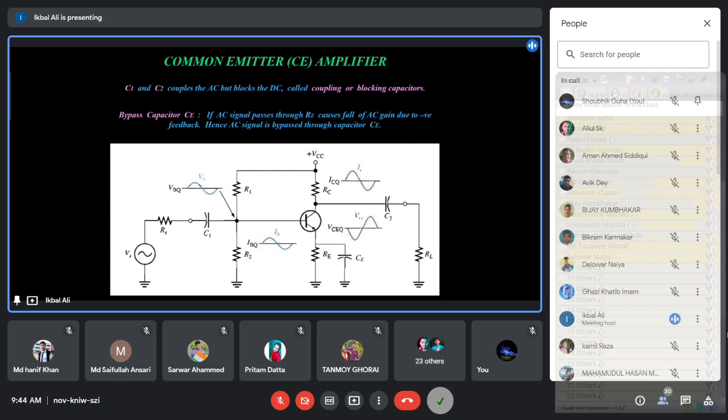That is why there are some discussions. The hybrid equivalent model is there to calculate these parameters. I have not yet discussed those things. It is not very difficult, it is quite easy, but I have not discussed that one.